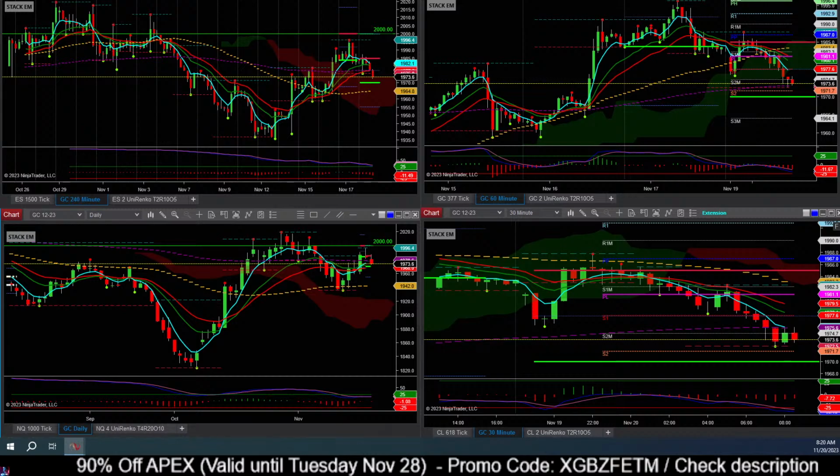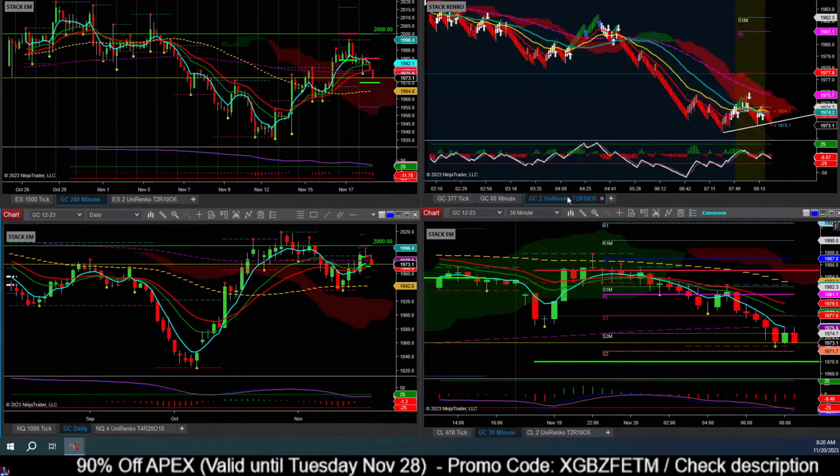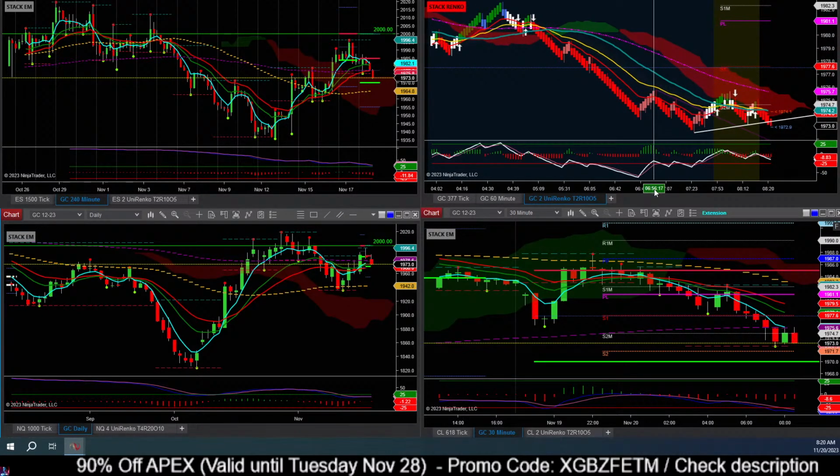Okay, the pit is open for gold. Let's see what it's going to do. Let's wait a little bit here. I'm going to put the Renko chart up here just to look. It's breaking to the downside.